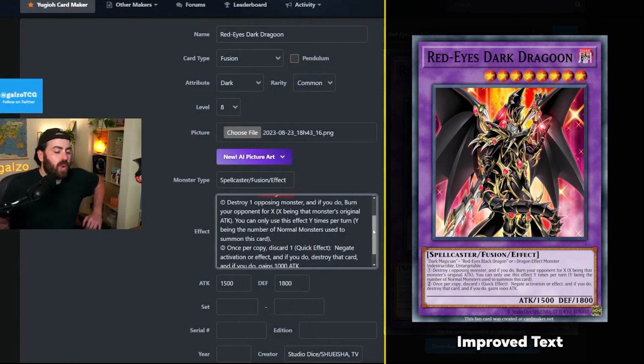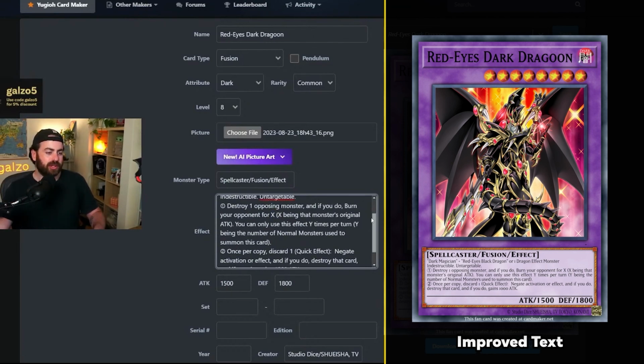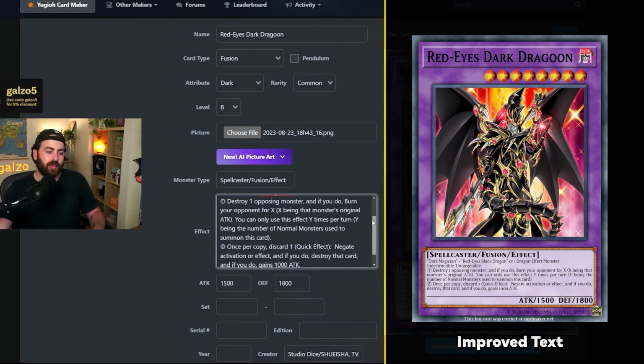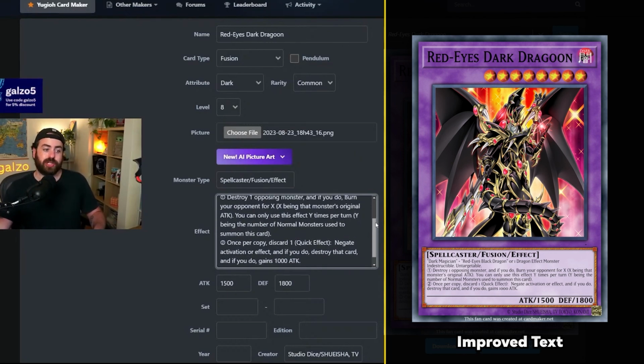So the X and Y, it does save us a lot of complication in explaining burn your opponent for that monster's original attack. It makes it a little bit easier, I think, just to understand. Indestructible, untargetable, destroy one opposing monster, and if you do, burn your opponent for X. X being that monster's original attack. I think that's much simpler to understand.